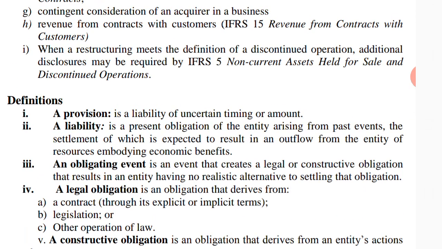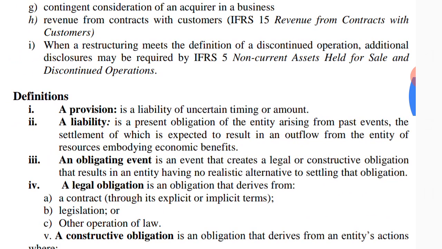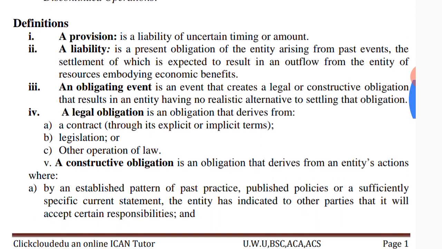Then when a restructuring meets the definition of a discontinued operation, additional disclosures may be required by IFRS 5. So when you want to restructure, restructuring is under IAS 37. But when a restructuring meets the criteria for a discontinued operation, maybe you want to discontinue a particular operation or line of business, you must use the provisions of IFRS 5. Now let's define what is a provision.